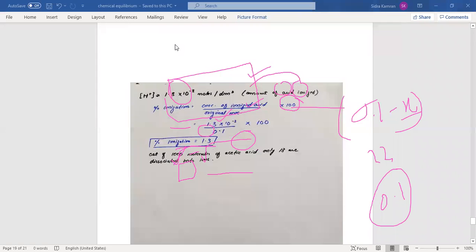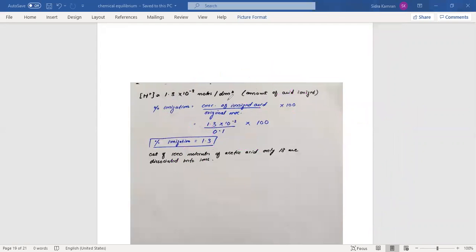Here you can see we get the concentration of the H positive ion, that is, how many protons are released by the acetic acid. This is the amount, 1.3 exponent minus 3. So we have to calculate the percentage ionization.